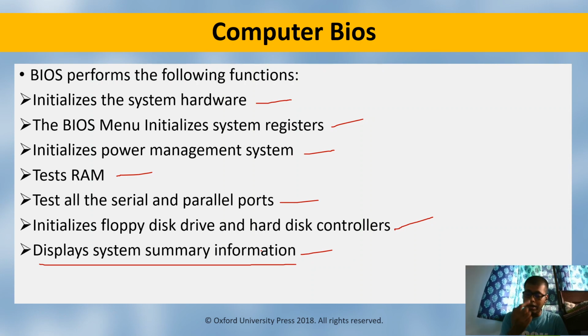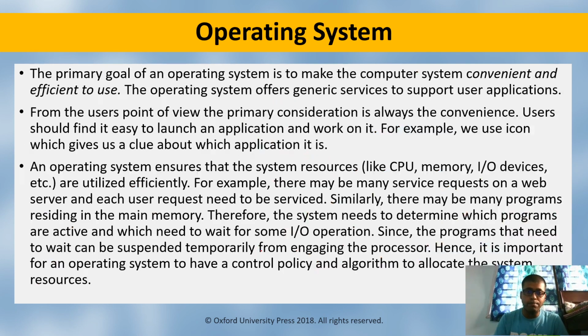And in earlier days, the processors were slow. So in that case, we could check the system summary information, the display counts. But here the display is going so fast that we cannot visualize it.